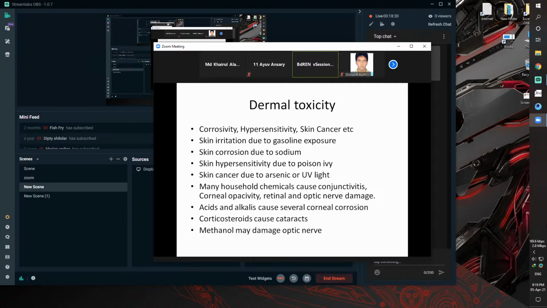Skin hypersensitivity, so poison ivy. Poison ivy is a type of chemical. This is a dangerous chemical, so it can create skin hypersensitivity. Dermal means skin. Skin cancer can also happen by arsenic. Arsenic is a common problem in our country. You know, in Bangladesh many people are affected. Water has arsenic.